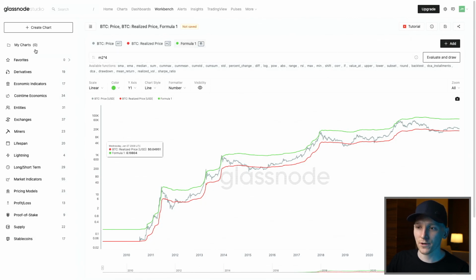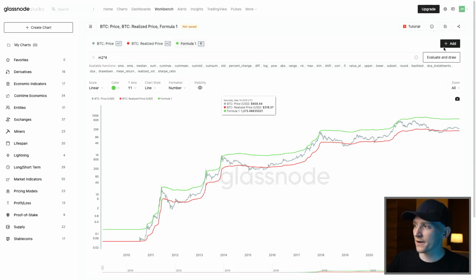If you want to add more metrics on, you can see them all here and just add them. So you have basically every metric that you could possibly use. And then in the workbench, you can manipulate it pretty much with any way that you want. Between charts and workbench, you should be able to get everything you want done, completed.